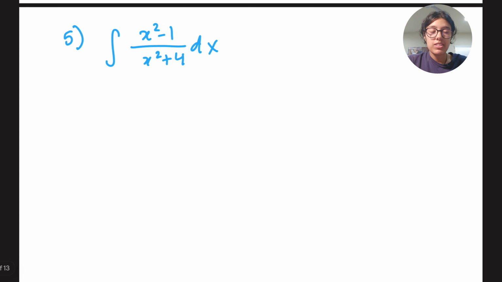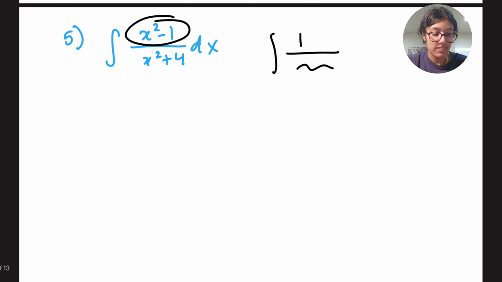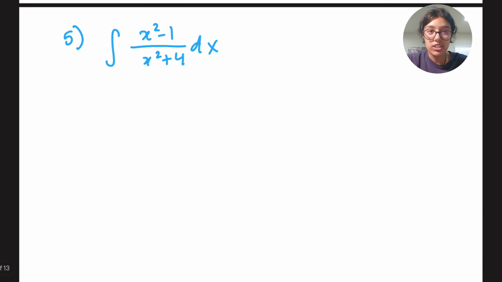So for this problem, it's going to be a little bit different. We are going to apply our special integrals, but we actually have to apply something before we can do that, and that is long division. So we have integration x squared minus 1 over x squared plus 4 dx. And we know right off the bat that we can't apply any of our special formulas, because in order to do that, first off, we need integration 1 over something. And in this case, we don't have a 1 over something. We have an x squared minus 1. So in this case, let's actually apply long division.